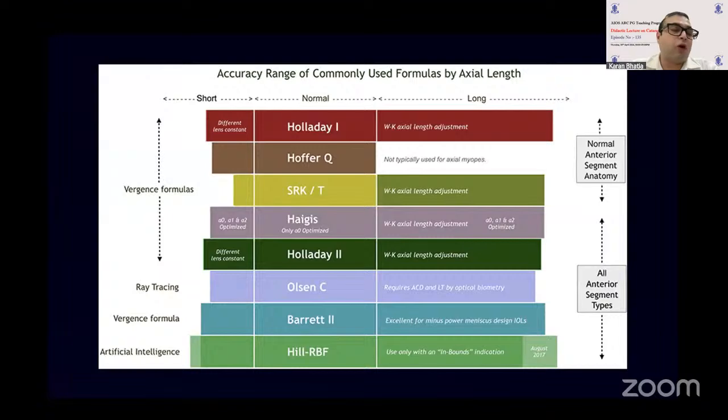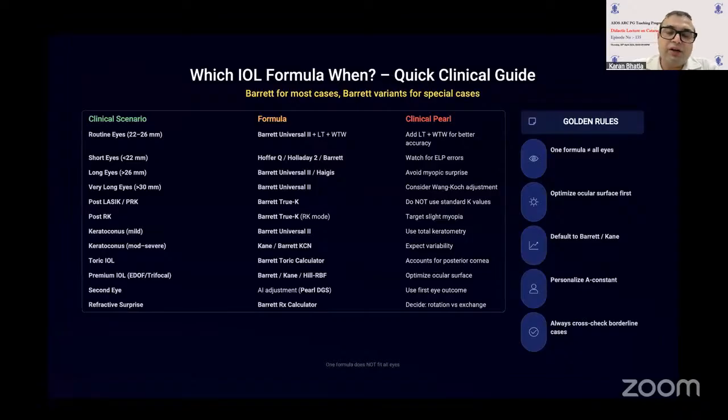Coming to the type of formula that you want to use, various formulas are available. These are the ones that I have gotten from the internet. However, we have also designed in UOC which formula to use. For the PGs, just take a screenshot of this. And I would say routinely we use the Barrett Universal 2.